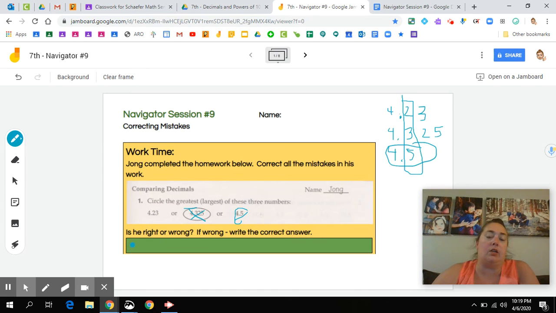And so you would then talk about why he got it wrong, or is he right or wrong, and if not, correct it. So we could write that he was wrong, and that the answer should have been 4.5.